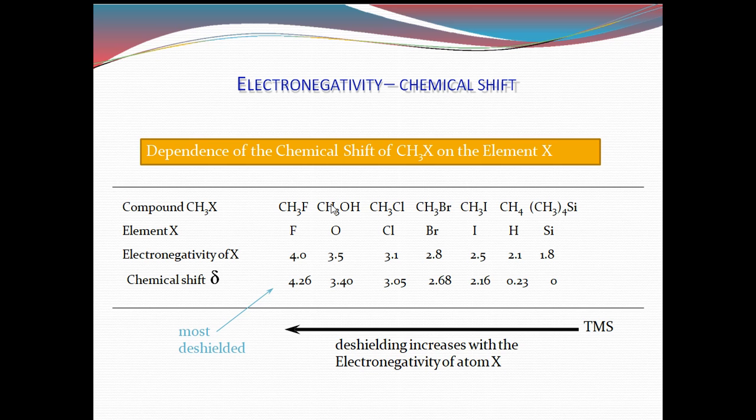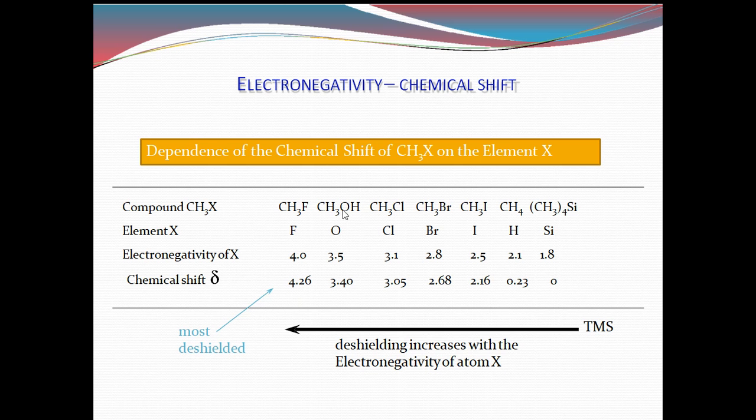So you can see this is fluorine. You know that fluorine is a highly electronegative element. What will happen? It will take the electrons from the proton, so the proton is less shielded. That means de-shielded, and obviously it shows a higher chemical shift value. Once again, I am repeating, whenever the delta value is more, that means it is more de-shielded.